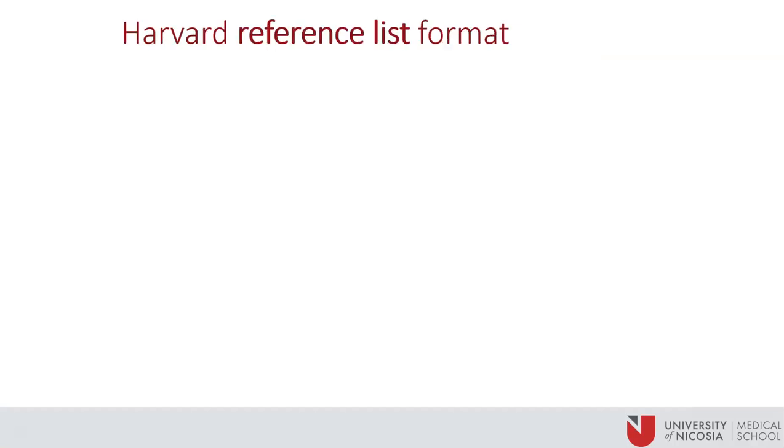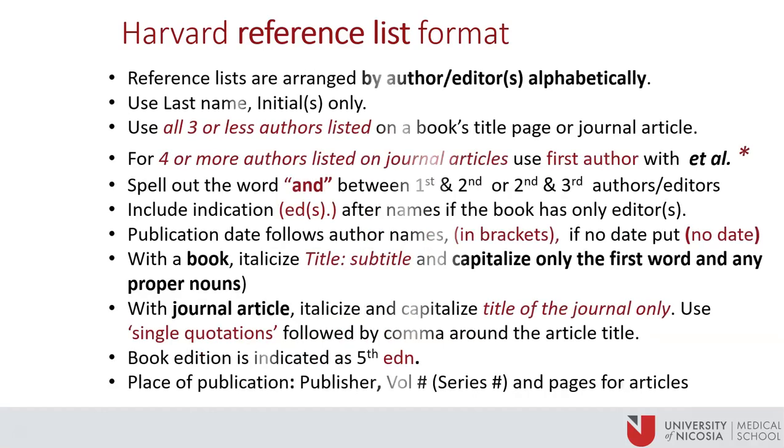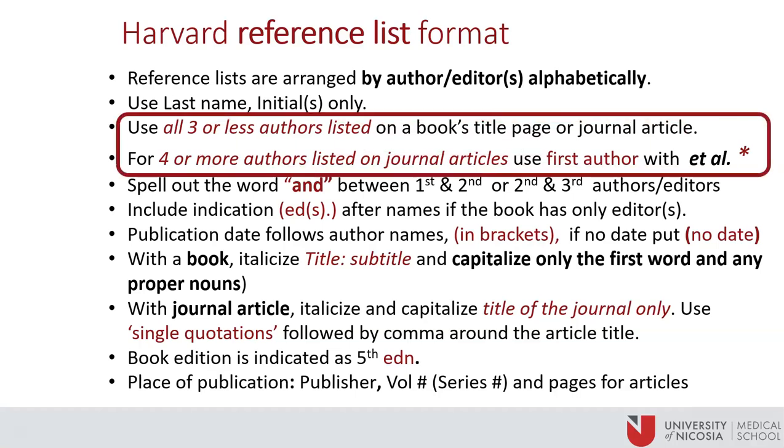Here is a brief outline of the rules for creating the reference list at the end of your assignment from the citations you have included in your written text. I won't list them, but I will show you some basic examples. Please take a moment to look at these in your own time. Please note these 2 rules about the number of authors to be listed for a journal article with many authors.